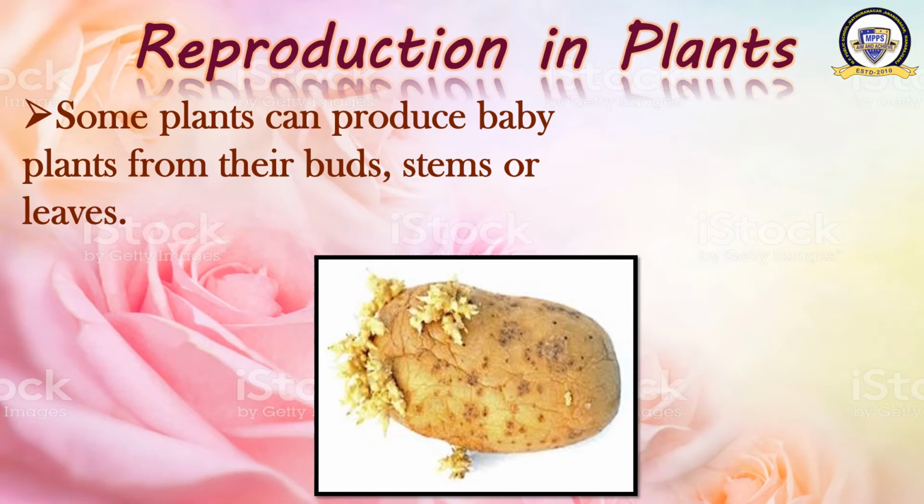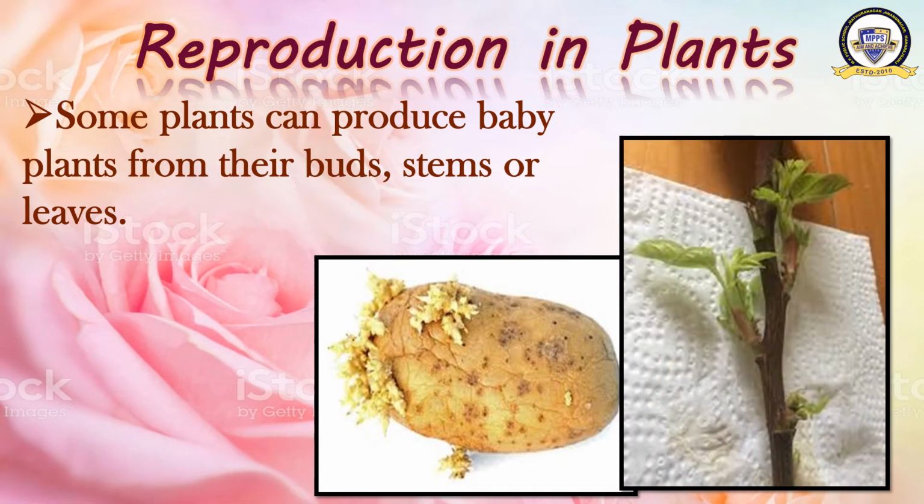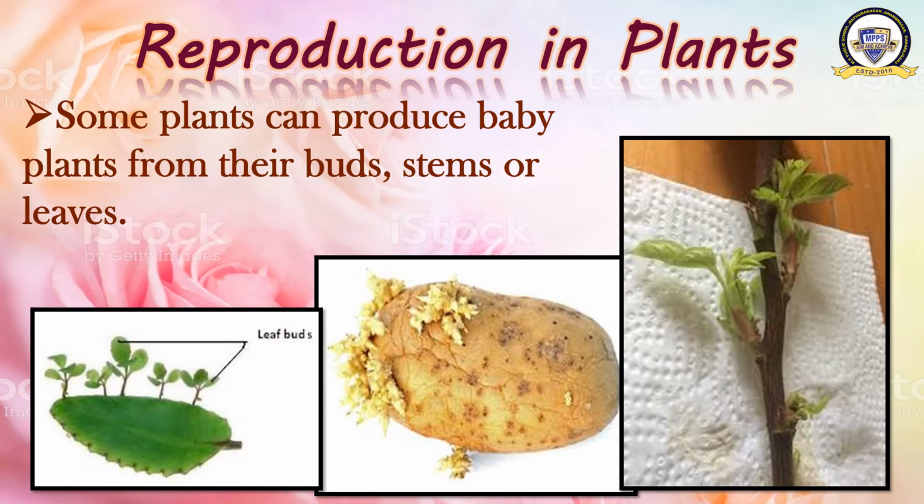See the picture. Buds, this is what a potato is. A new potato plant will be grown from these buds. I think you might have seen it. A new plant of potato is grown from the buds of this potato. Next example, this is a plant. A new plant is growing from the stem. From the stem, a new plant is coming out.